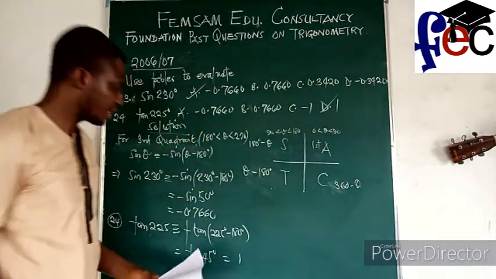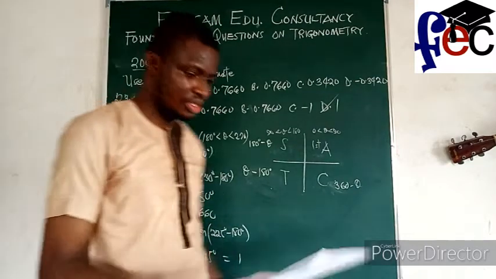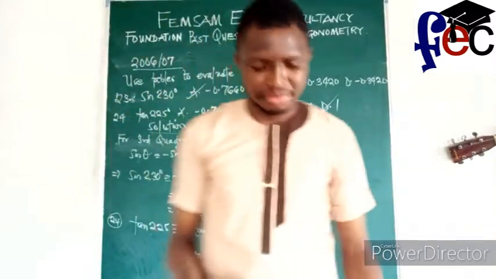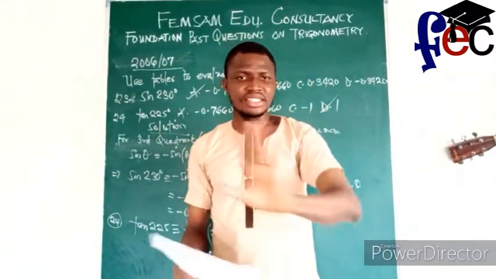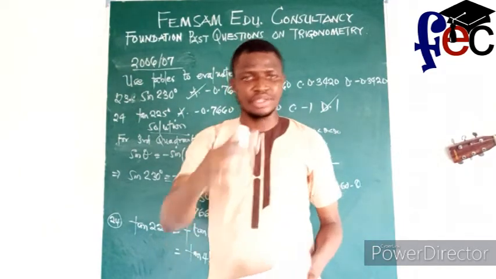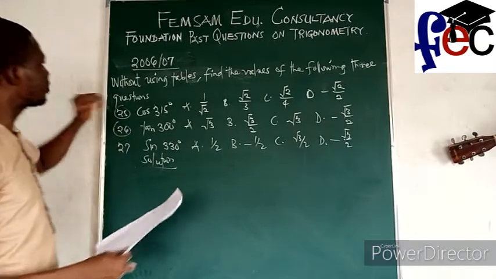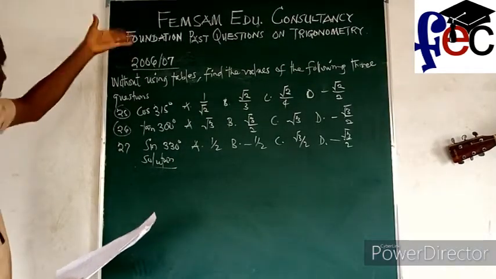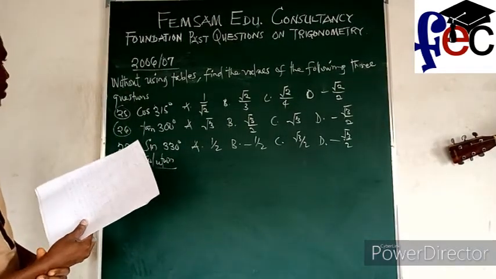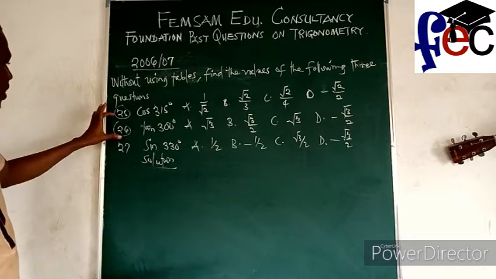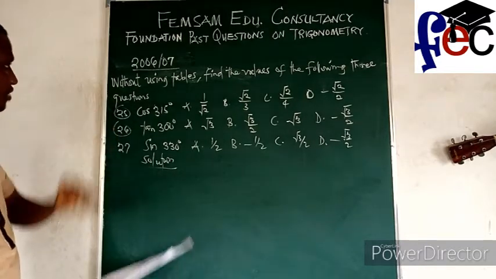Okay, so I think that settles it. So that's another area. It's not as difficult as it appears. It's just because I had to do this explanation. So we have another question, the same year, 2006-7, question 25, question 26, and question 27.